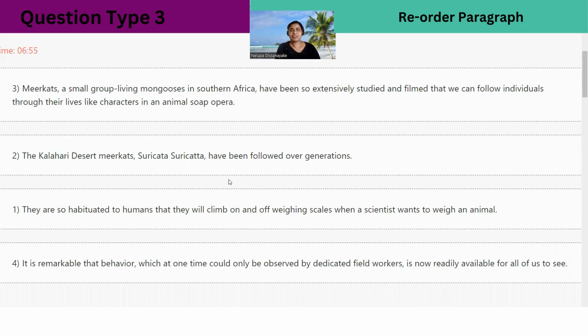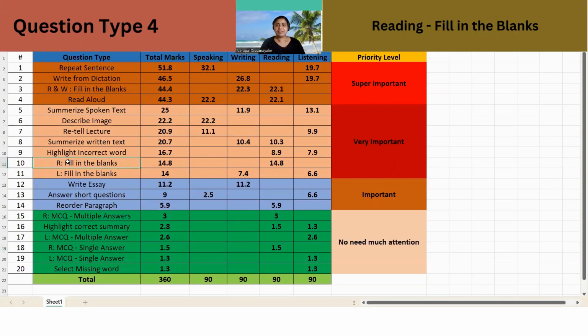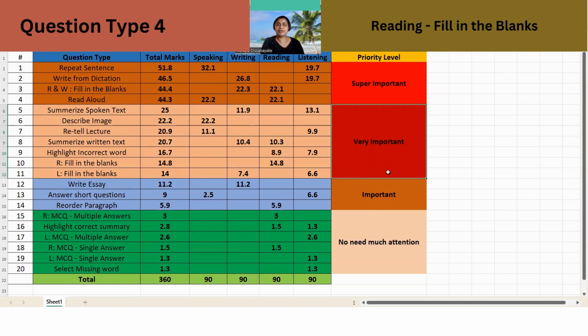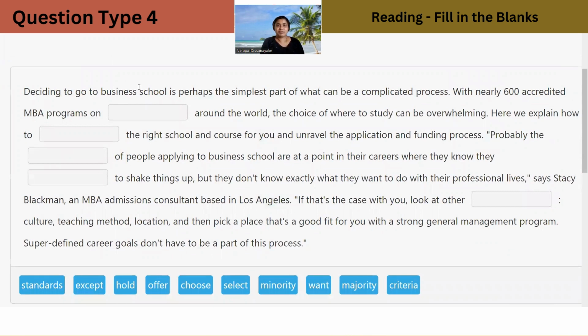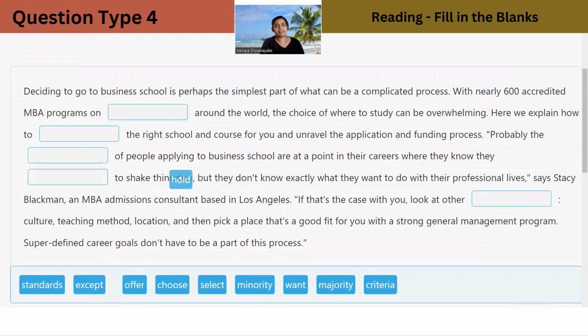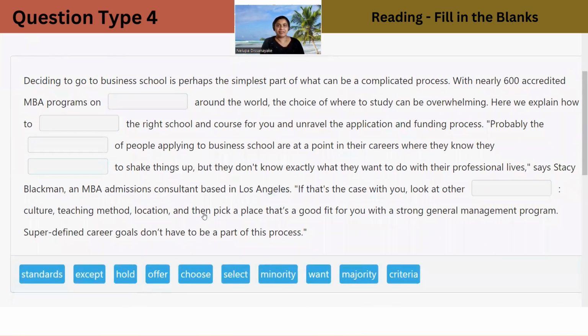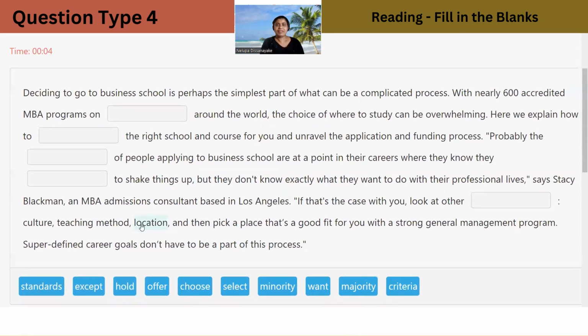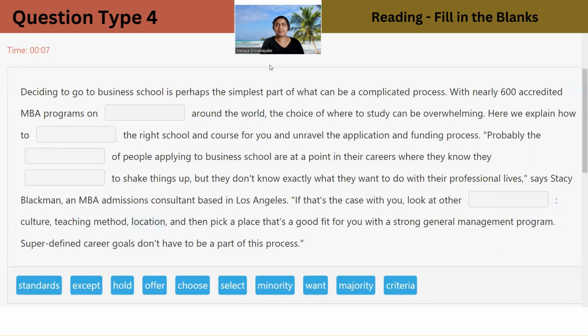We will move to the next question type now. The fourth question type in the reading section is reading fill in the blanks. You will be given roughly 14.8 marks for the reading section. This has been categorized as a very important question in the exams. Now let's discuss a question from that one. Reading fill in the blanks questions are something similar to this. You will be given a passage and there are some blanks. You have to select the most suitable answer from here and drag that answer to the suitable blank. So now let's discuss this question. I will give you 2 minutes for this question. After 2 minutes, we will discuss the question.